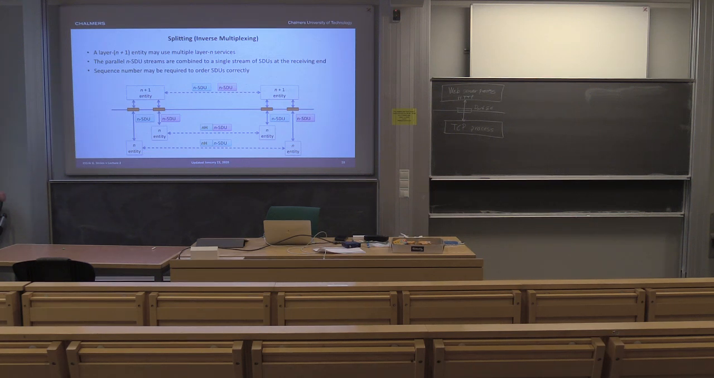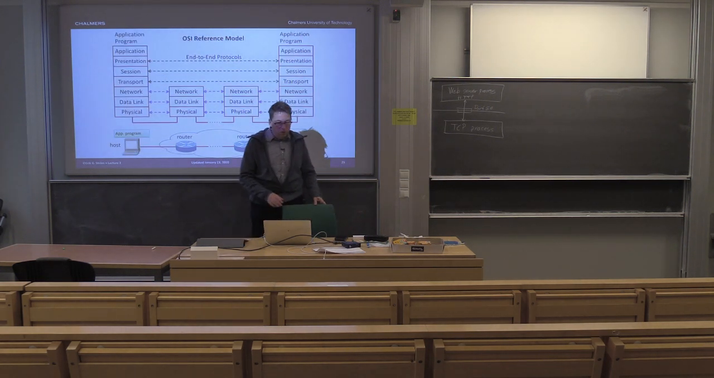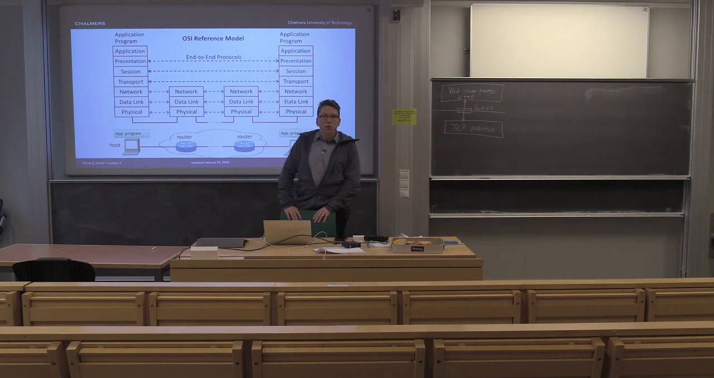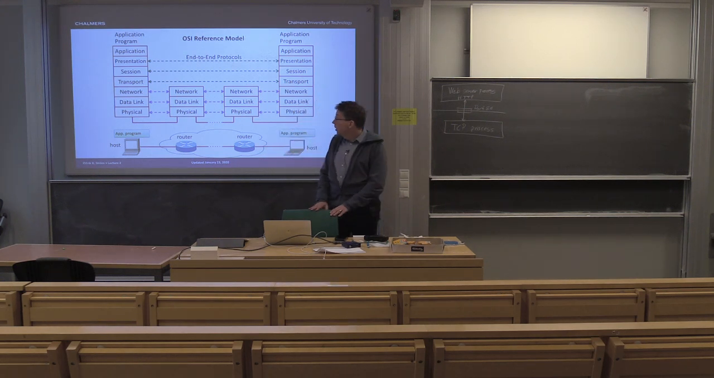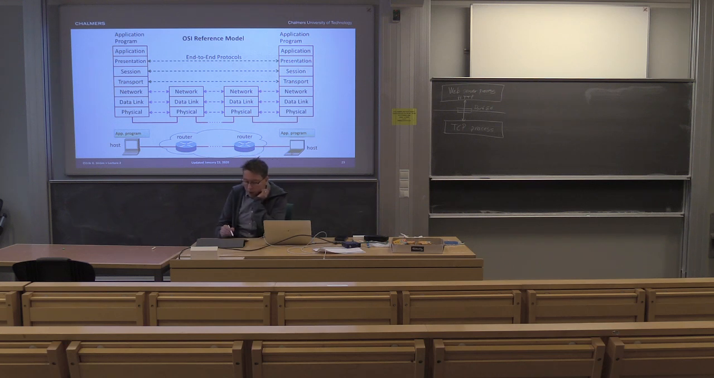All right, so we finished talking about splitting, but let's continue and then put everything together into this reference model. So this is typically how the OSI model is depicted. The physical representation of this is that we have some application software running on a host that's using the network, which includes routers, links, and so forth.